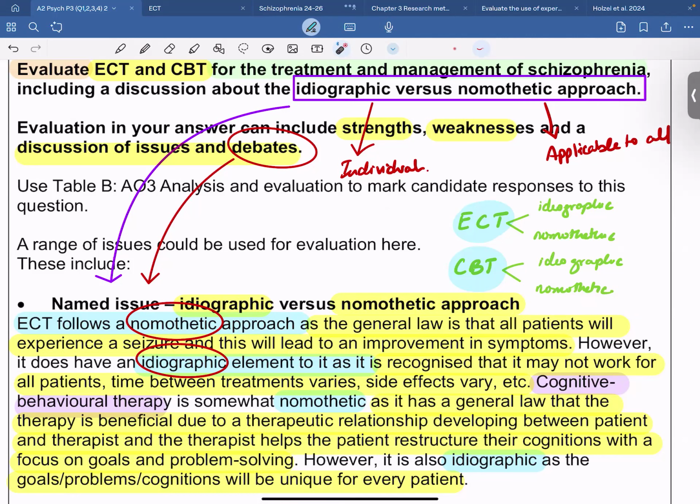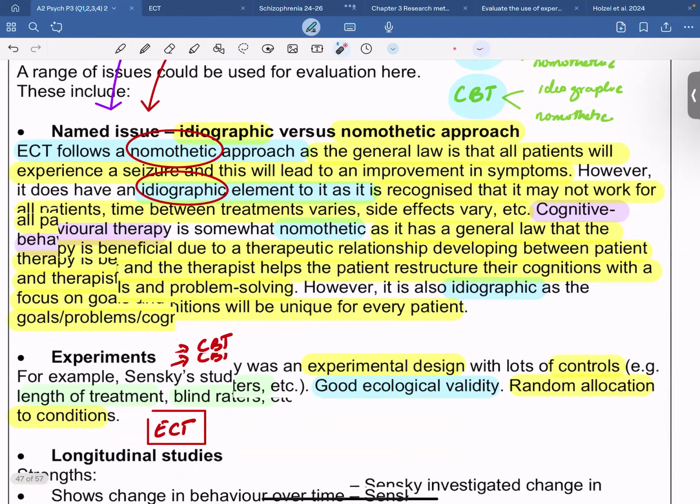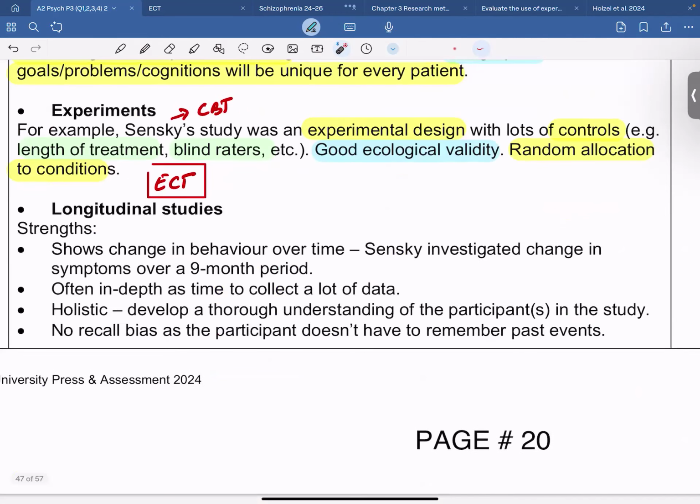Now, I hope you've understood this named issue. Along with this named issue, we are expected to write down about two more issues. It could be issues, could be debates, could be strengths, could be weaknesses, anything. So number two, let's move on and write down about experiments. I mean, it could be experiments, it could be something else as well.